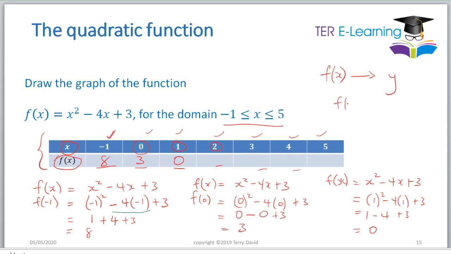So f of 2 is going to be 2 squared minus 4 by 2 plus 3. So 2 2s are 4, that's when I square this. 4 2s gives me minus 8 plus 3. So 4 minus 8 is minus 4. Minus 4 plus 3 gives me minus 1. So this here has to be minus 1, right? So make sure you understand what we're doing here. We're trying to come up with some values that we can use to plot this function, right?